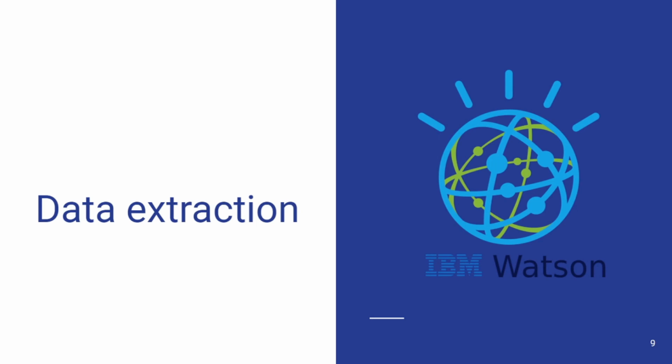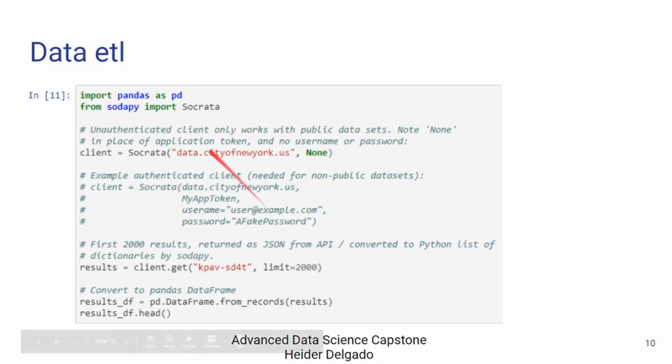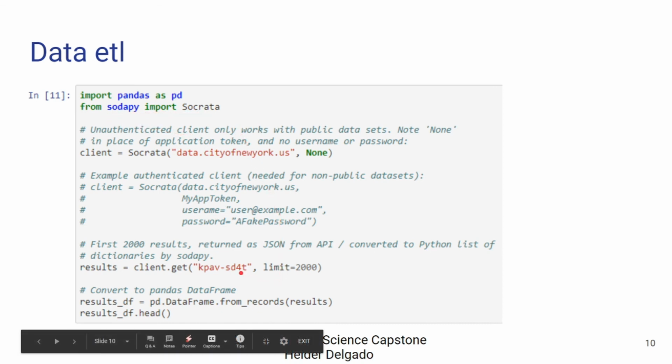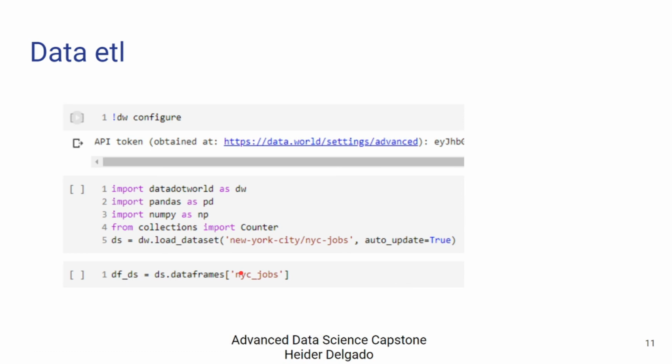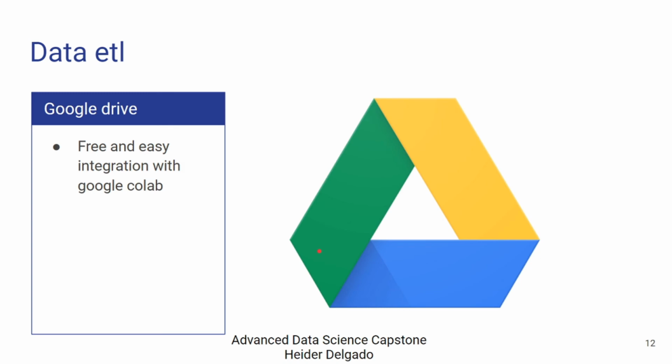For data extraction, I also utilized IBM Watson. I used the Socrata API to get the data, but when I was doing feature engineering and the model, I saw that I had too few rows, so I decided to use another dataset that is very similar to the original one, but with even more rows and fewer columns. This one was obtained from data.world, and it has pretty much the same name. I used Google Colab to do this at the end because I ran out of time in IBM Watson.